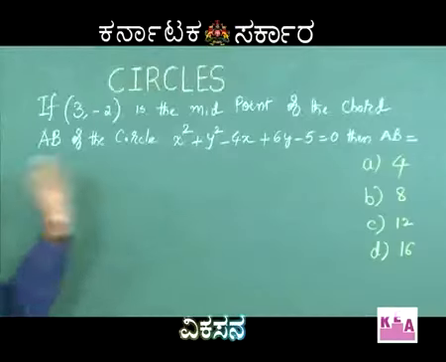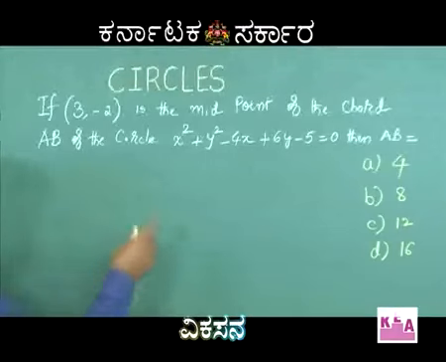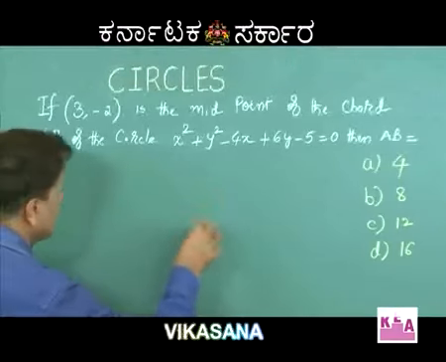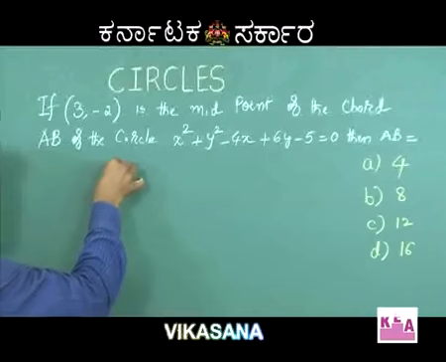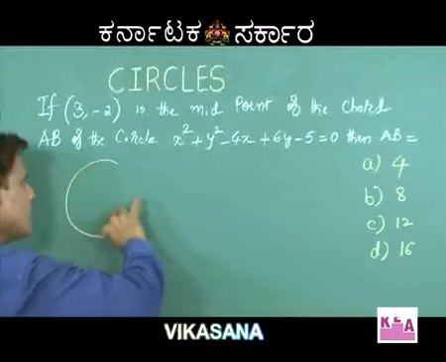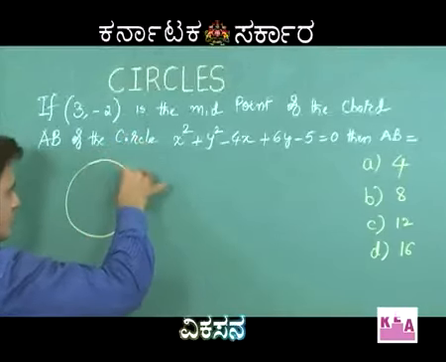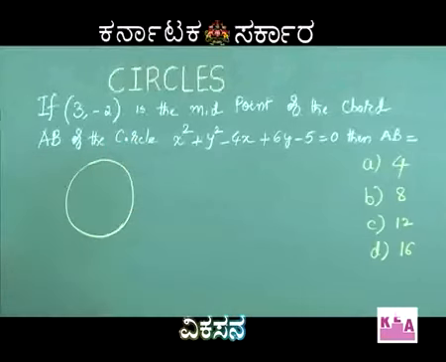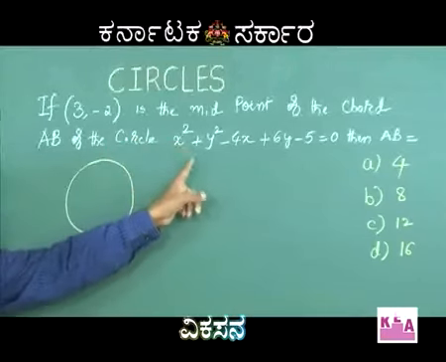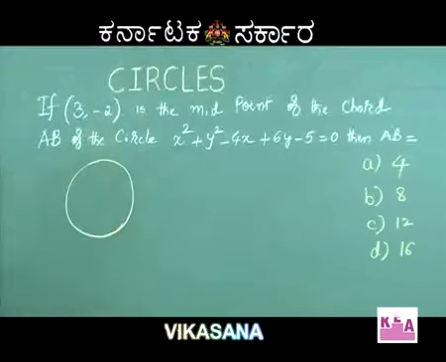Look at this. First let me draw the diagram now. So this is the circle, please listen to me all of you. This is a circle whose equation is x square plus y square minus 4x plus 6y minus 5 is equal to 0.